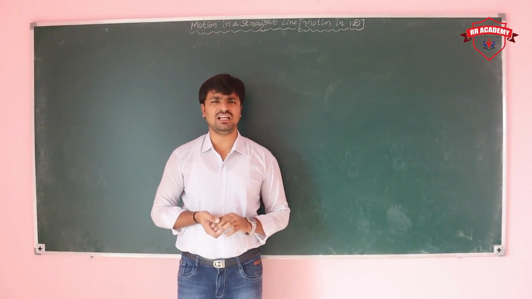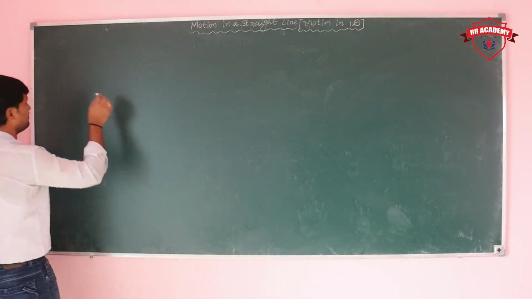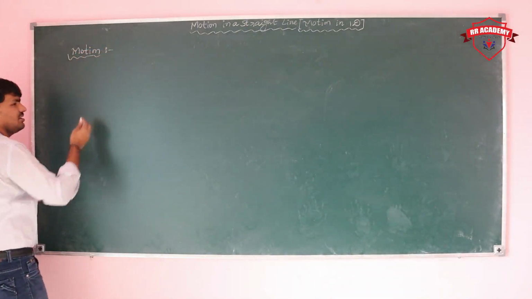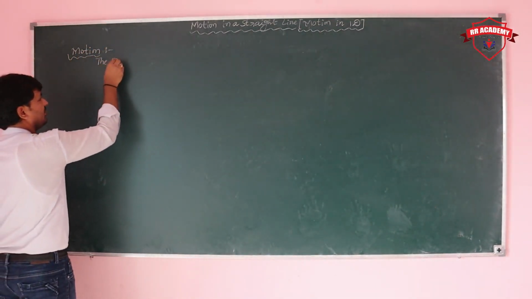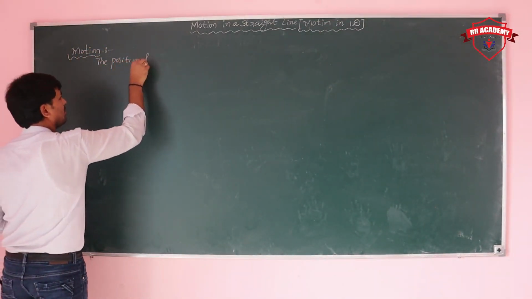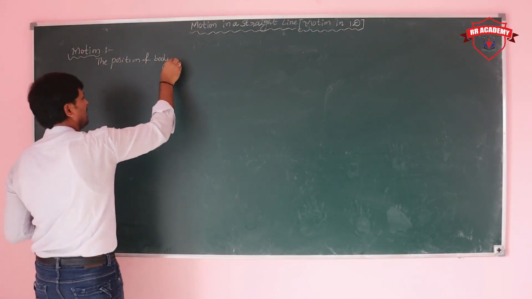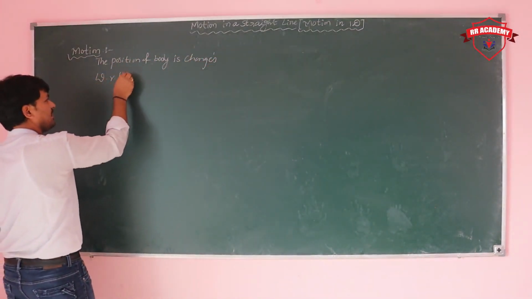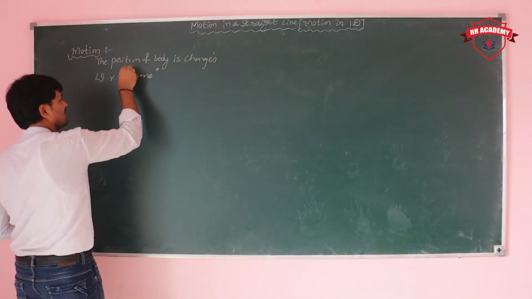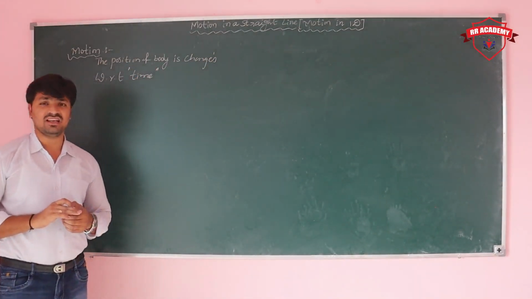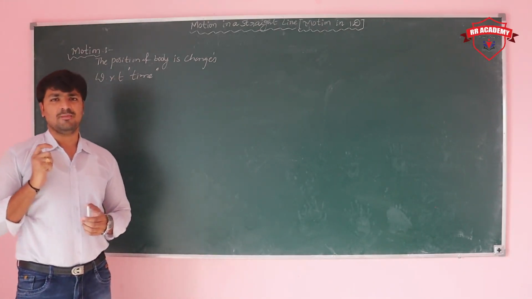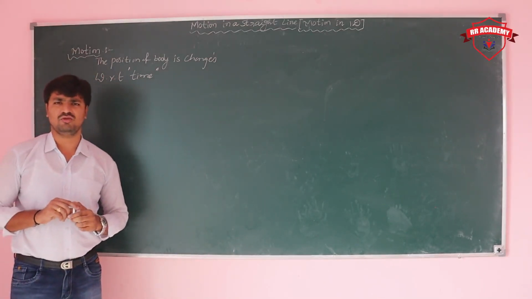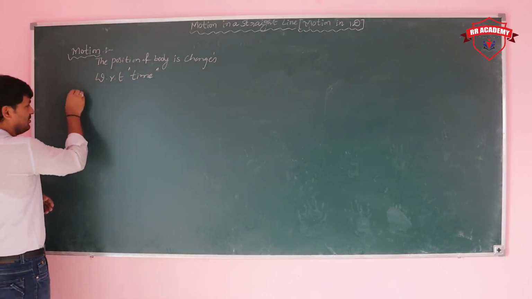So first of all, what is motion? Motion is nothing but a body said to be in motion. When can we say that a body is in motion? The position of the body changes with respect to time. Time we are considering as a reference. By the changing time, if the position of the body changes, then we can say that the body is in motion.